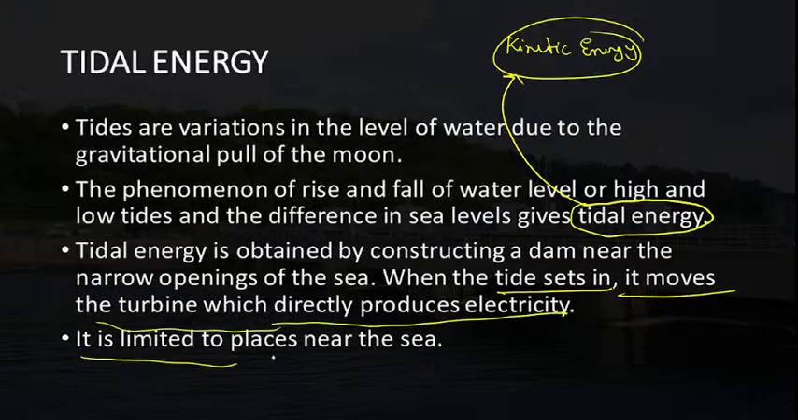It is limited to places near the sea. This is the point we have to understand: there are very limited places where we can install tidal energy, only where a very narrow opening of the sea is present. When a high tide comes, water enters this narrow area very fast and then goes back through. During this process, if there is a propeller here, it will rotate. So basically there are very limited places where we can install a tidal energy plant.